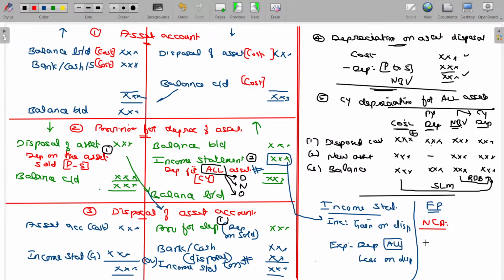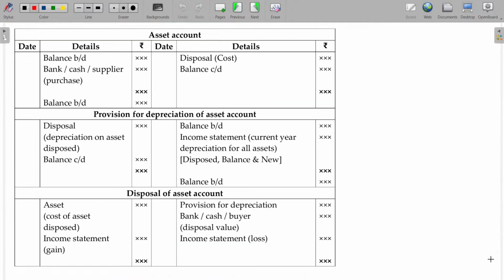It will be shown under this, especially assuming this is the plant. Write the cost first of all, and write the accumulated depreciation up to this year, and find out the net book value. Subtracting this, you will get the net book value. This is how you can show. Three ledgers for this. So master this format. Let's now solve some illustrations here. The format is also given in text, so you can refer to it later on.